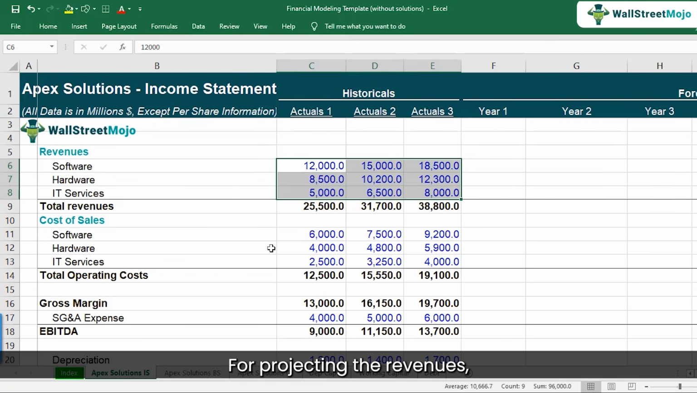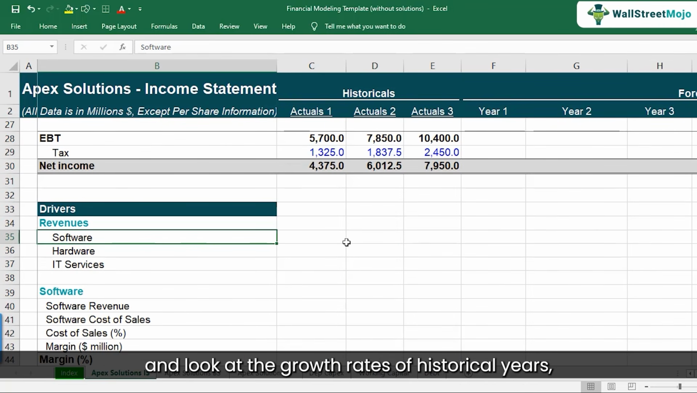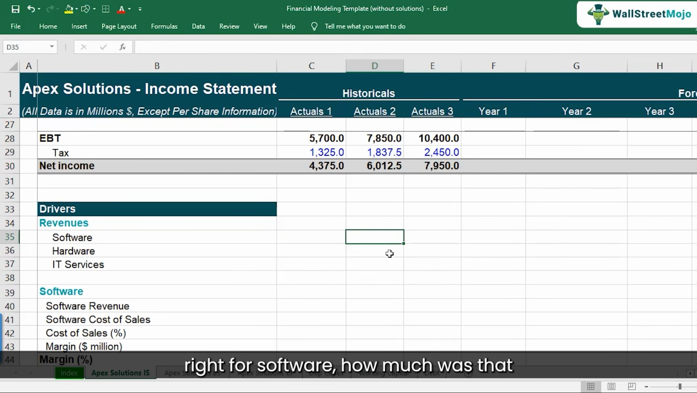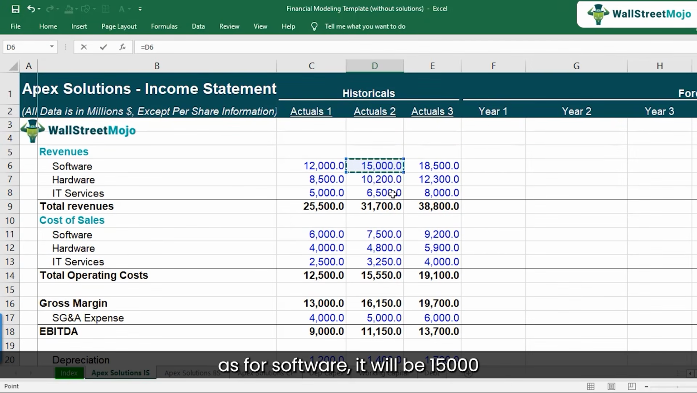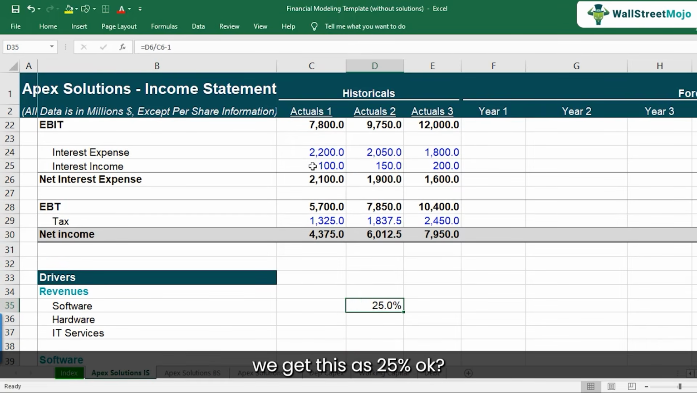Okay, for projecting the revenues, I would like you to scroll down here and look at the growth rates of historical years. For software, hardware, and IT services, how much was that? In order to calculate the growth rates in revenue of the different segments, I'll write this formula for software: 15,000 divided by 12,000 minus 1. This will give me the growth rate of the software segment. Expressed in percentage, we get 25%. From year 1 to year 2, historically, it has grown by 25%.